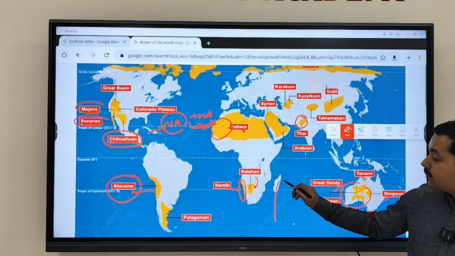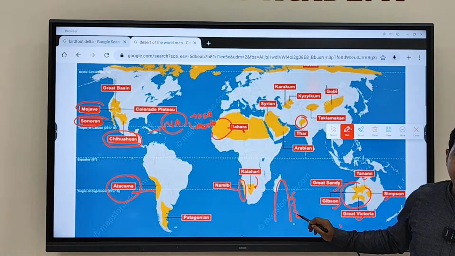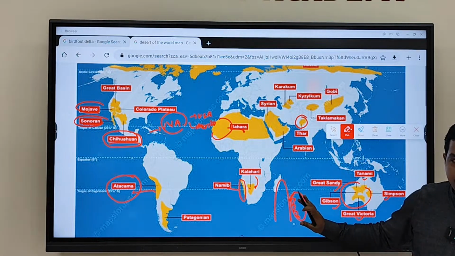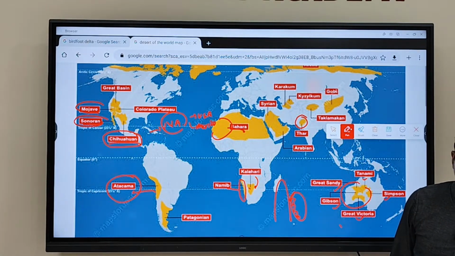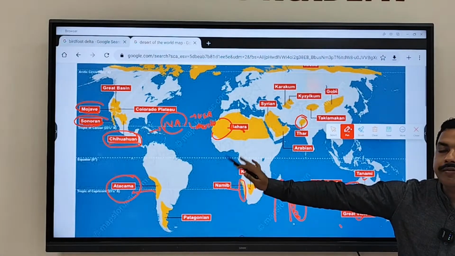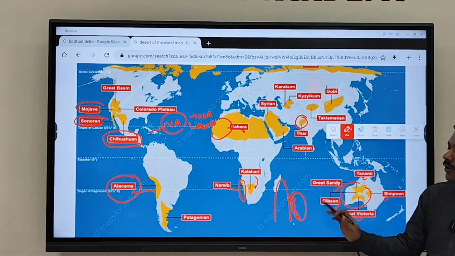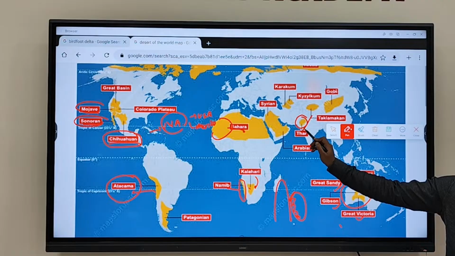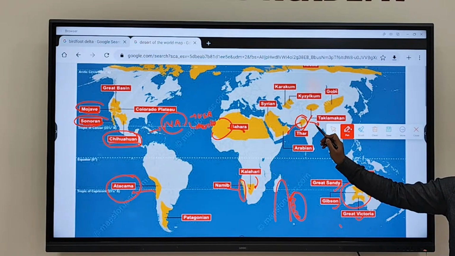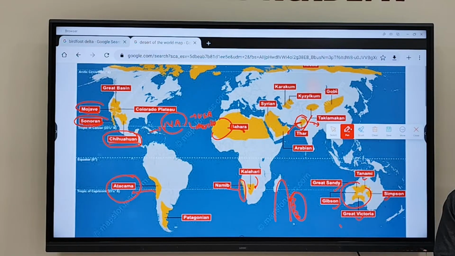Some deserts are created on the other side of the mountain, because rainfall is less. Why is rainfall less? We'll take that up in climatology. Clear? So some deserts you may find along the mountain, but not all deserts. Like the Thar Desert, you'll find it not on the other side of the Aravalli, but on this side of the Aravalli.